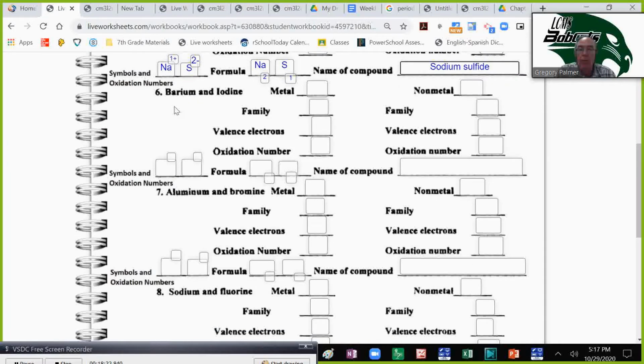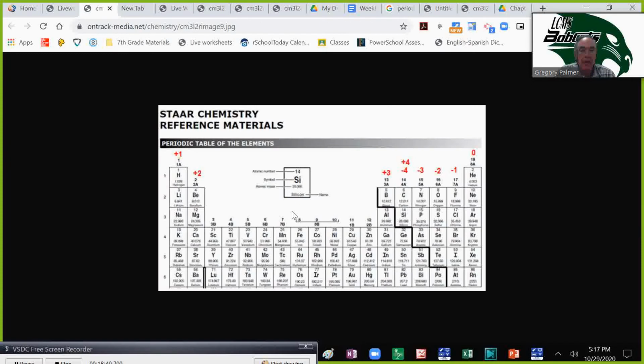Okay? Now, barium and iodine. If it says IDE, that's INE on the end, it's in family 7. So this family 7, family 7, family 7. Okay, so we need to find barium and iodine. Okay, barium is right here in family 2, and iodine is in family 7. All of these end in INE.